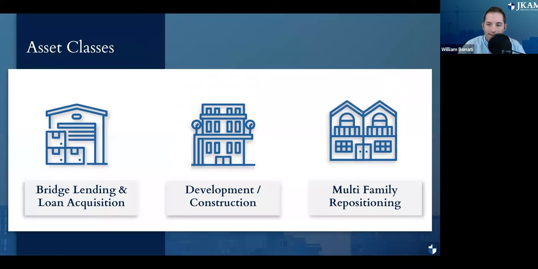So again, here you can see the asset classes. One asset class not shown here is mobile home parks, which we are evaluating due to their significant tax advantages. But again, we have multifamily projects, development and construction, which is the senior housing, and bridge lending and loan acquisition. But it's primarily going to be loan acquisition, so reperforming loans and REOs.